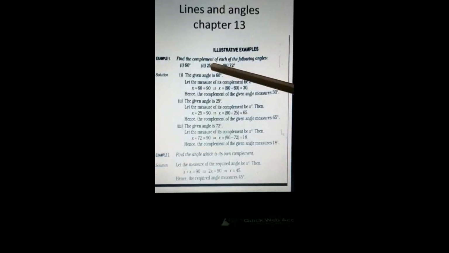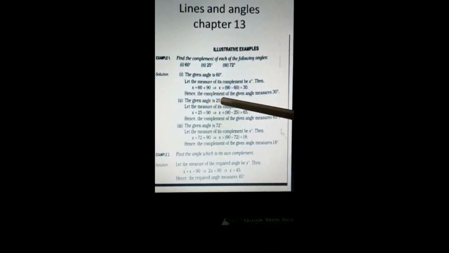Now, see the second part. Now, the given angle is 25 degree. So, let the measure of the complement be again x degree. So, x plus 25 is equal to 90. That means x is equal to 90 minus 25 is equal to 65. So, the complement of the given angle measures 65 degree. Now, see the third part. The given angle is 72 degree. So, let the measure of its complement be x degree again. So, x plus 72 is equal to 90. That means x is equal to 90 minus 72, that is equal to 18. Hence, the complement of the given angle measures 18 degree.